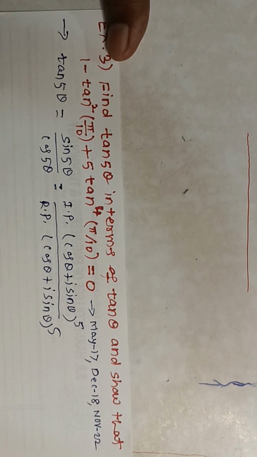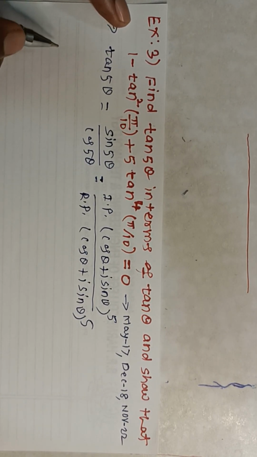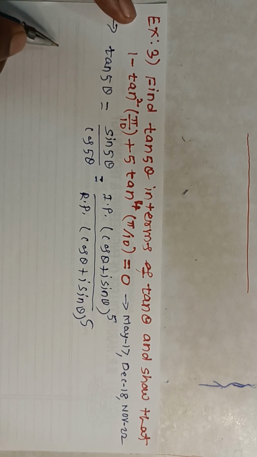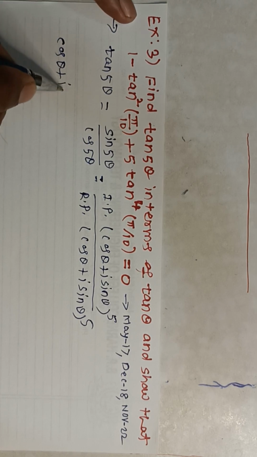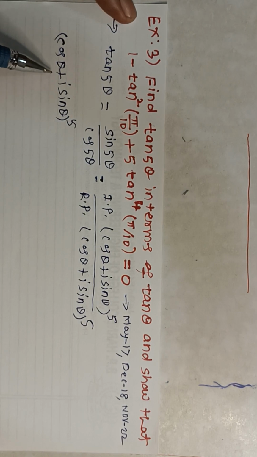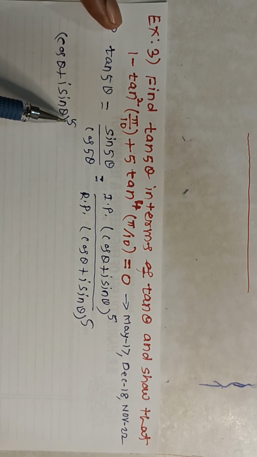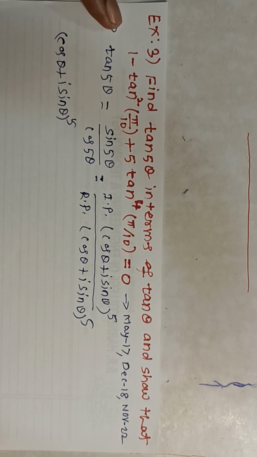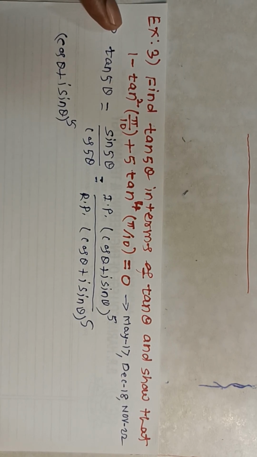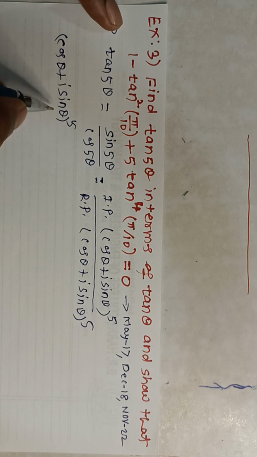We only have to expand this bracket. So this is equal to the expansion of (cos theta + i sin theta) to the power 5. In between these two terms there is a plus sign and the power is also positive, so in the expansion all terms will be positive. N is equal to 5, so the binomial coefficients will be 1, 5, 10, 10, 5, 1.